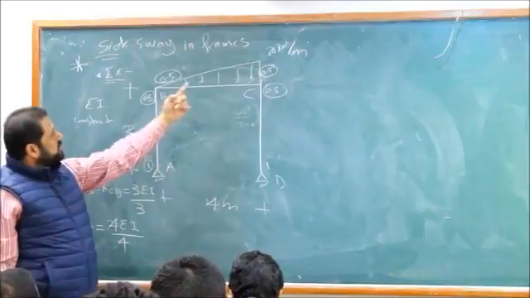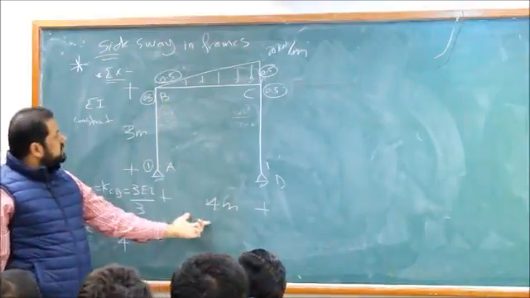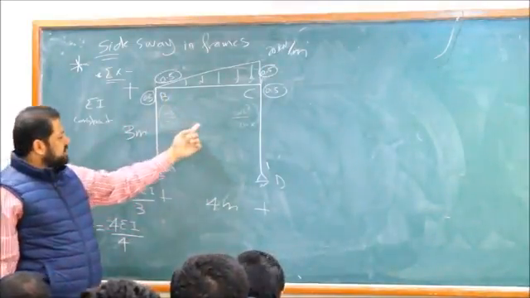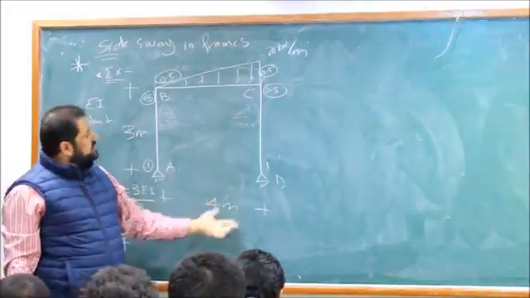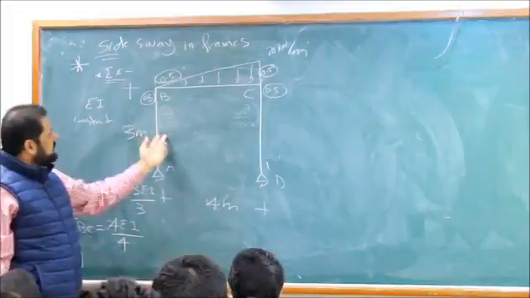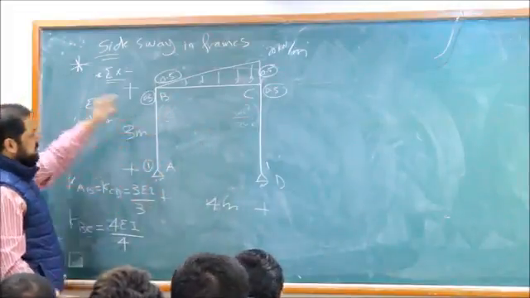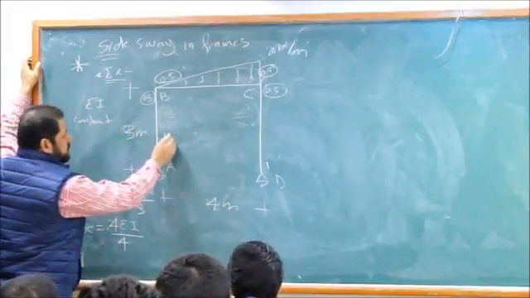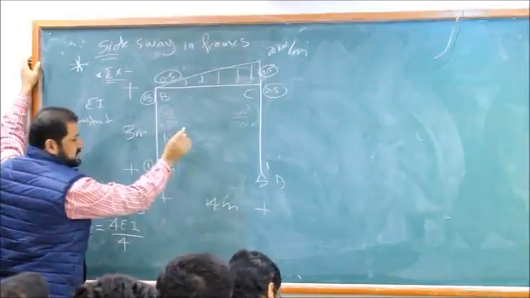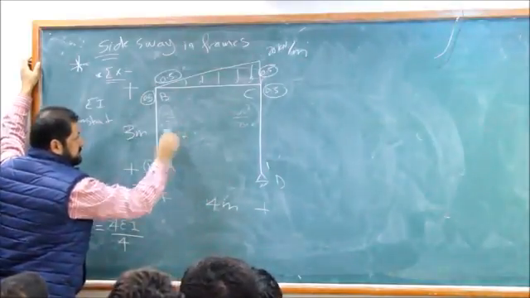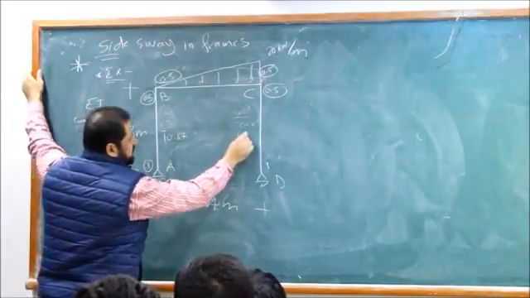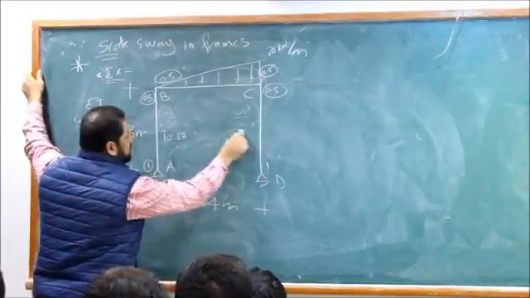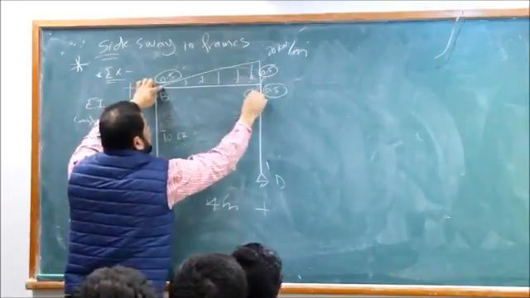So WL square over 20: you have 20 times 4 square over 30 here, and 20 times 4 square over 20 here. This is minus, this is plus. How much is this number? 10.67, negative. And this one is 16, positive. These are the fixed end moments.